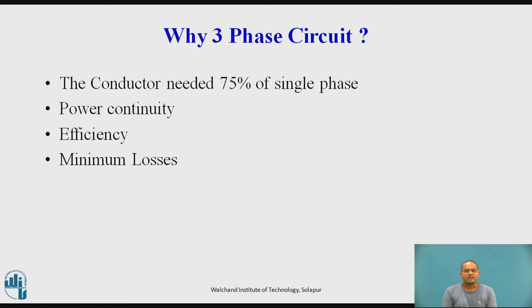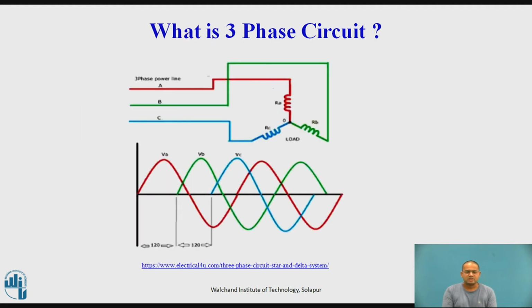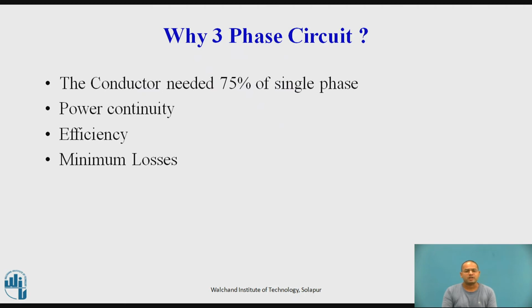Second is power continuity. Power continuity means if one of the phases fails, that particular phase's sine wave becomes 0. Even if one fails, it is possible to run the system using two phases, so it gives power continuity. The third one is efficiency. A three-phase transformer is more efficient than a single-phase transformer, so that's why efficiency comes into the picture here. And the fourth one is losses. Losses are minimum in the case of a three-phase transformer.